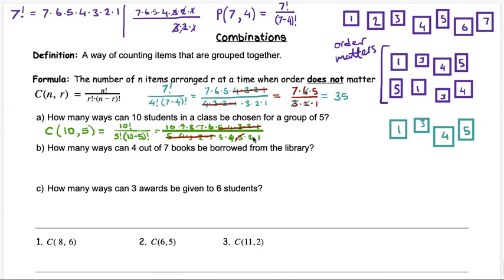So 3 times 2 is 6. 4 goes into 8 twice, and 5 goes into 10 twice. So we've ended up with 2 times 9 times 2 times 7. So 7 times 9 is 63, times 2 is 126, times 2 is 252. Okay, so that's how we work that one out. Pull out a calculator and check I've got my math right.